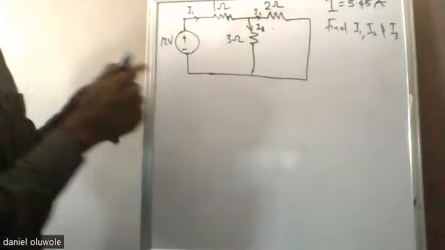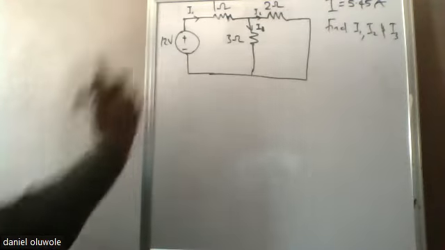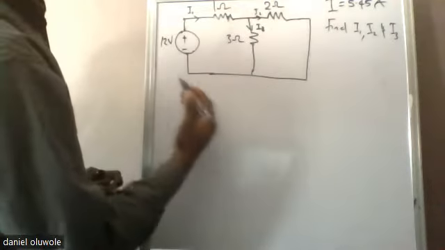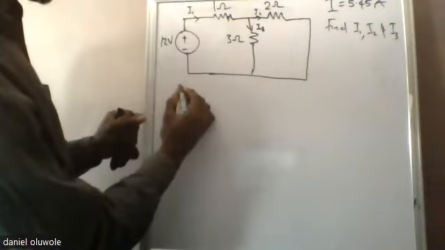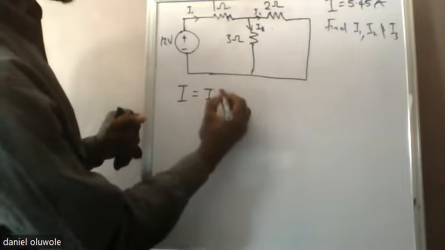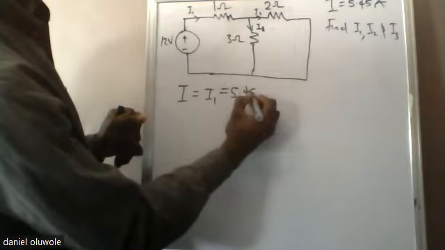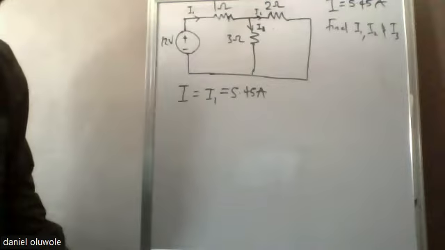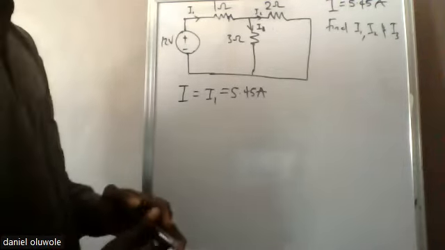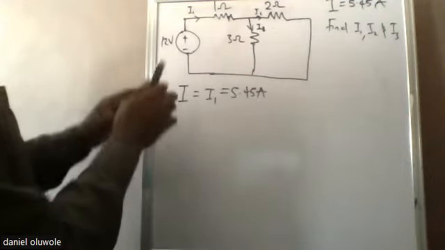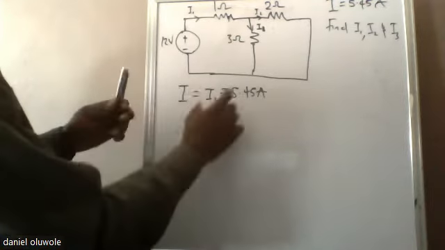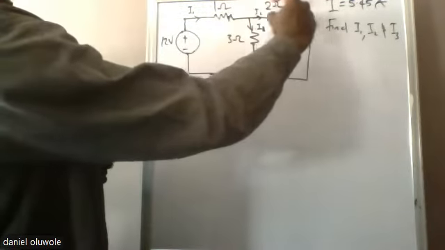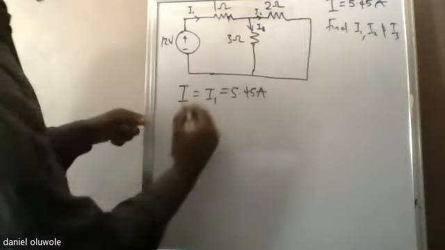Now I want to calculate the current I1. Since I1 is equal to the current coming out of the voltage source, we can say I is equal to I1 and is equal to 5.45 amps. Do you agree with me? Okay, you agree with me. So the next thing we want to calculate is I2.